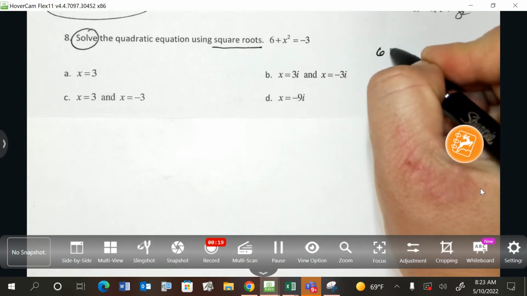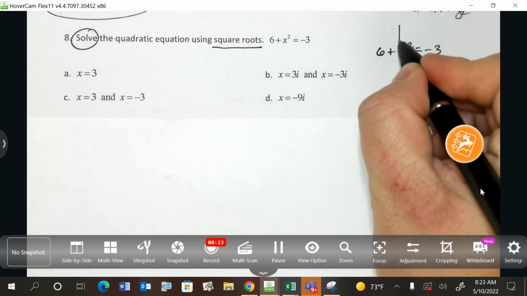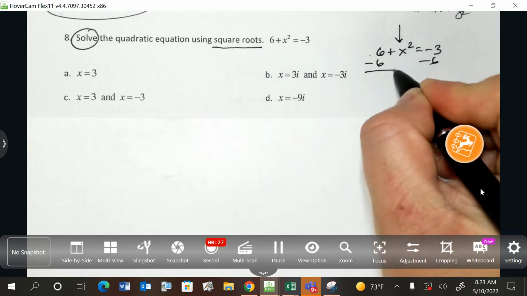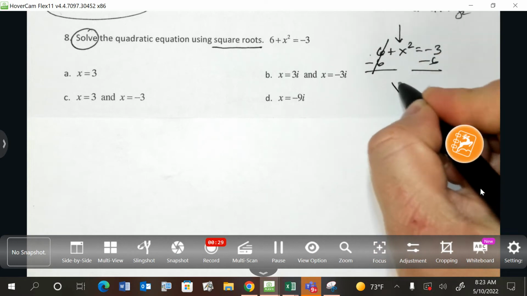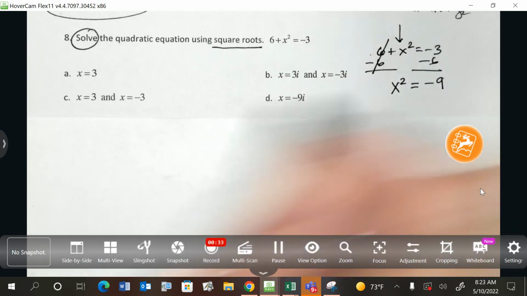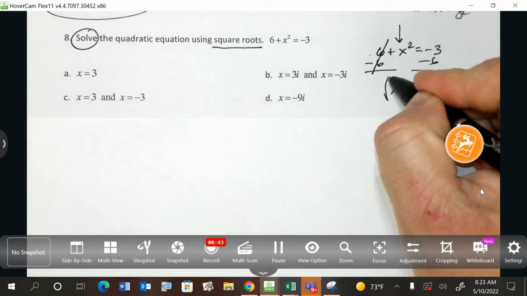I have 6 plus x squared equals negative 3. Now I need to isolate the x squared. Opposite of adding 6 is subtracting 6. So I only have x squared left on the left-hand side, and I have a negative 9 on the right-hand side. How do I remove the square from an x? Like, what's the opposite operation of squaring? Square root. Square root, thank you.